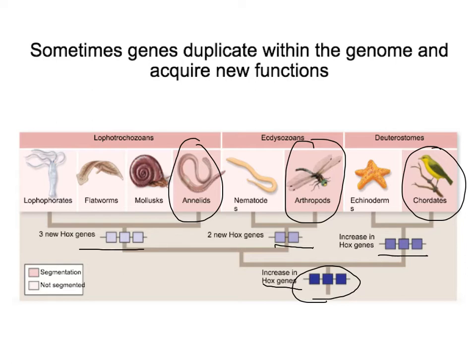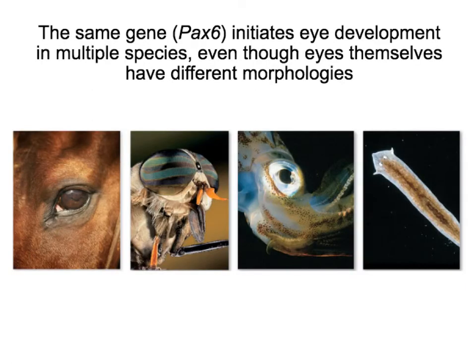So this shows that segmentation is not a homologous trait in these three groups, as we used to think, but is actually an analogous trait, something that evolved independently in each of these three groups. Likewise, understanding the genes that regulate development of different structures has helped us understand the origin of those structures.